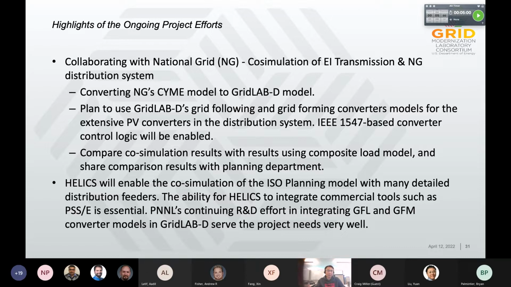So we're close in terms of getting the dynamic model converted. Once we have that, we would be able to co-simulate the Eastern Interconnection with National Grid, at least one feeder to begin with. It seems like they provided us with more data. So if at some point we could simulate a bunch of feeders, we definitely will be able to observe phenomena that we're interested in investigating.